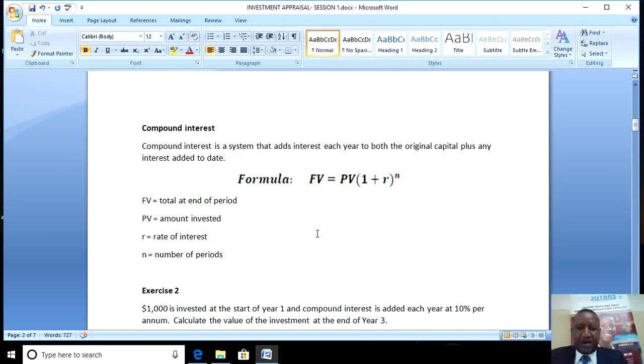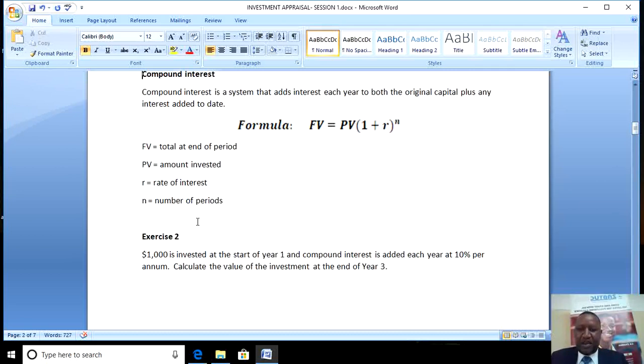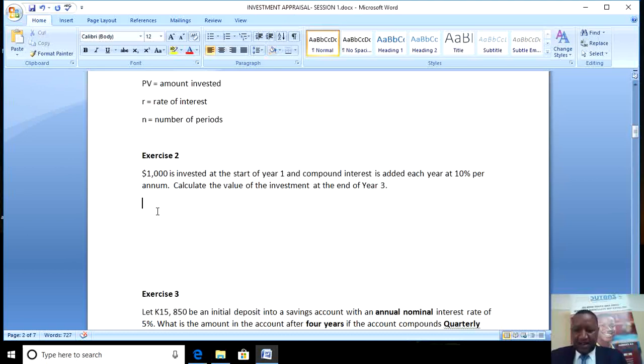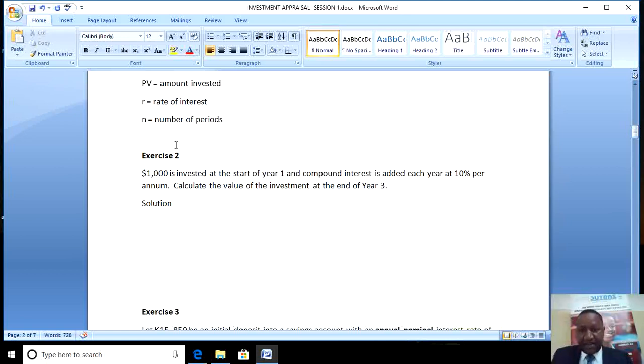Compound interest. Under compound interest, interest earns interest. The interest earned is added to the principal before the next interest is calculated. So in that way, interest is earning interest. And this is the formula for compounding interest. The future value will be present value multiplied by 1 plus R to the power N. 1 plus R to the power N, that's the compounding factor. So let's look at the exercise. 1,000 is invested at the start of year 1, and compound interest is added each year at 10% per annum. Calculate the value of the investment at the end of 3 years.